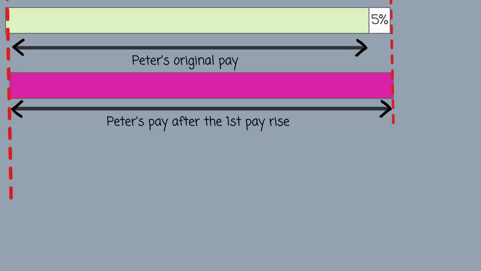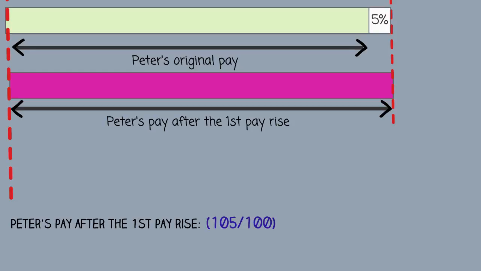Using the model, we can simply add one small rectangular bar to represent the pay rise of 5%. This pink bar represents Peter's pay after the first pay rise. The pink bar is longer than the green bar. This shows Peter's pay after the first pay rise is greater than before. Here's how we can calculate Peter's pay after the first pay rise. Take 105% of his original pay of $1,000. This gives $1,050.